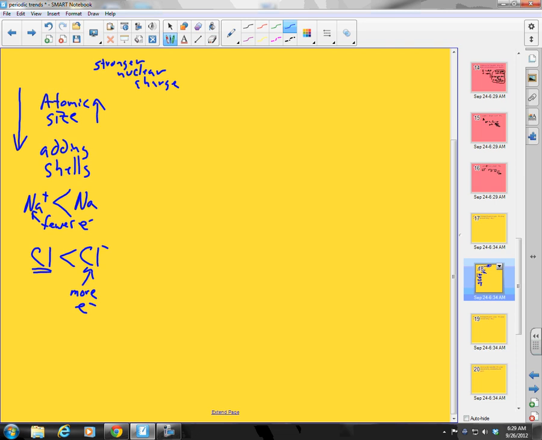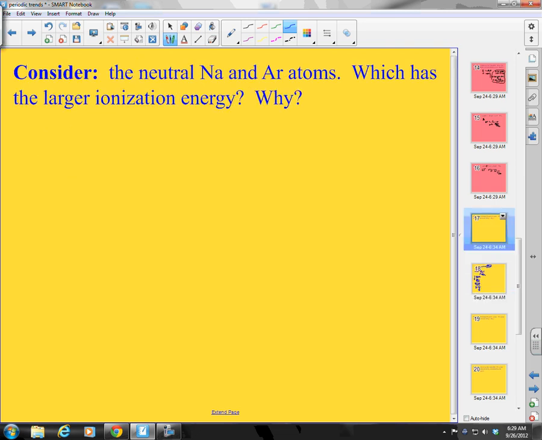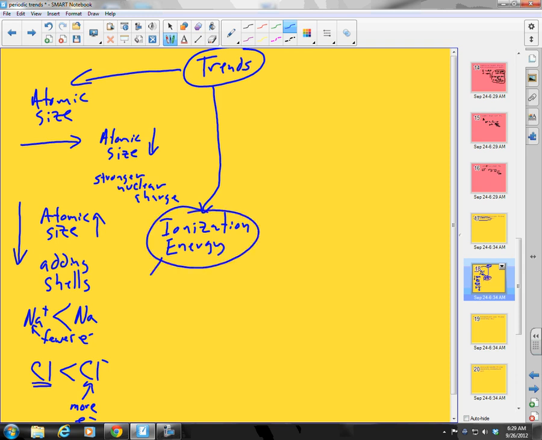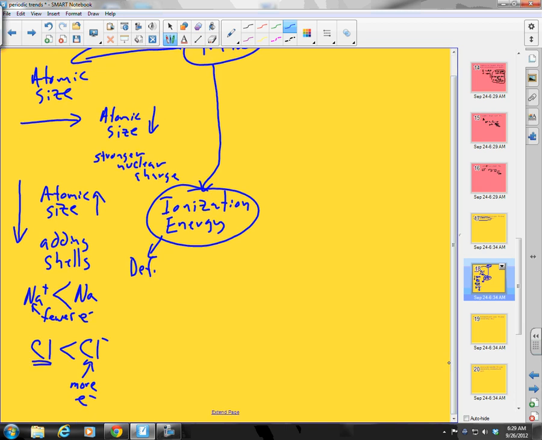Let's go on to the next concept. Consider the neutral sodium and argon atoms, which has a larger ionization energy? Okay, new concept here, ionization energy. So we have a new trend. We want to talk about ionization energy. And what is ionization energy? We always want to start with our definition. What is ionization energy?